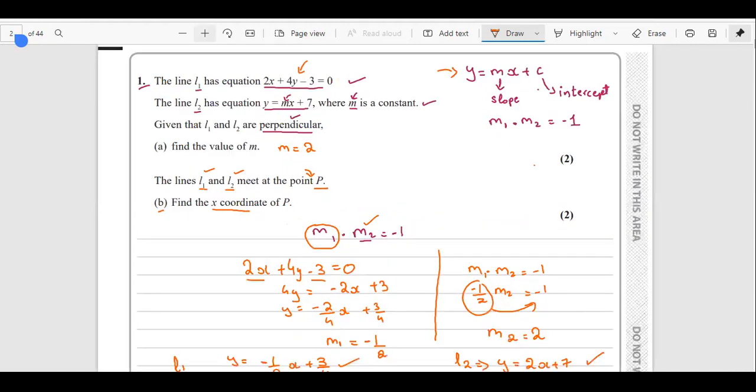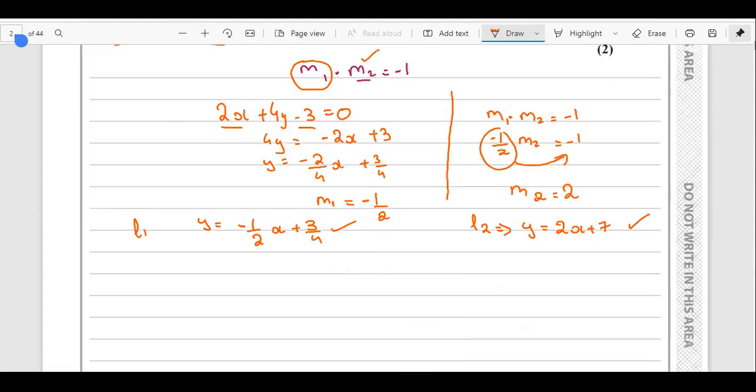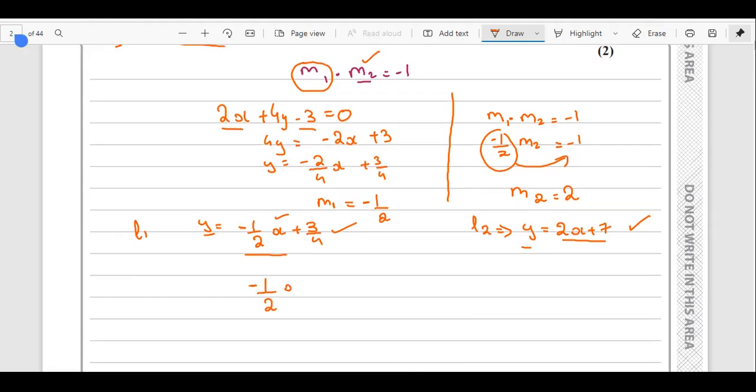Now we can solve it simultaneously. In this case, we are only interested in finding out the values of x. So y equals this and y equals this. So we can simply equate y equals y. So we will have minus 1 by 2x plus 3 by 4 equals 2x plus 7.